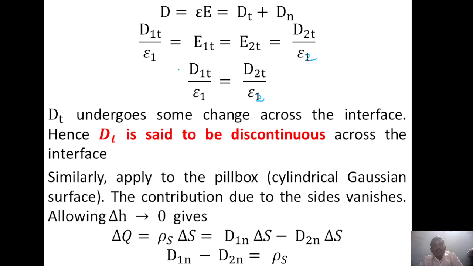If you look at it, the value of D depends upon the epsilon value. If the medium has a higher epsilon value, then automatically there should not be continuity. So D2 undergoes some changes across the boundary, that is, the interface between the two surfaces. So it should not be a continuous one. The value of electric flux density is discontinuous at the surface. So this is our second boundary condition. The remaining we will see in the next class.